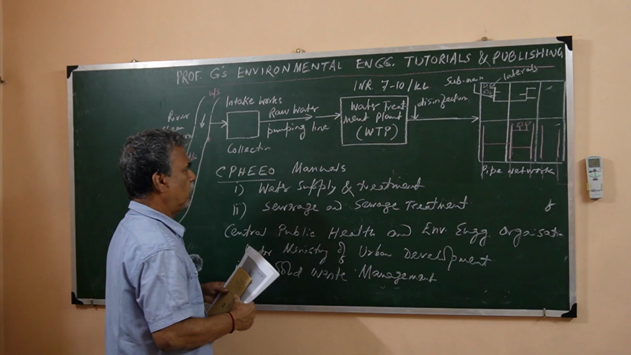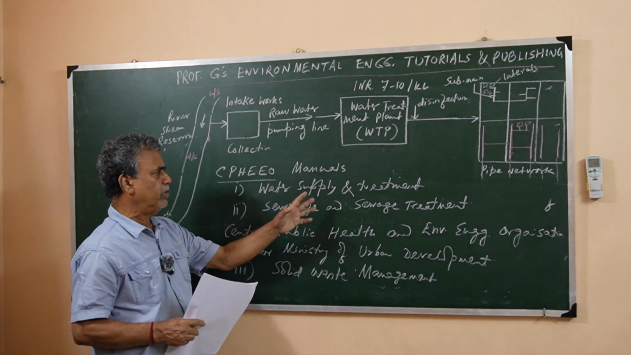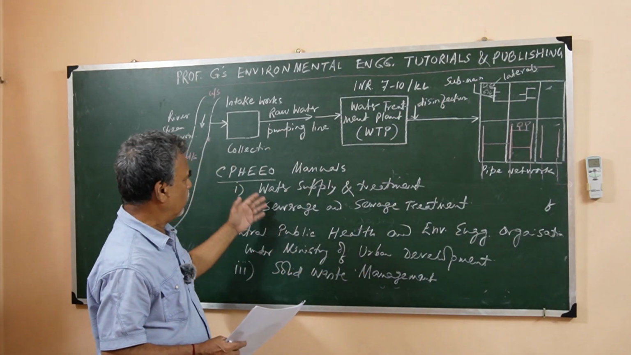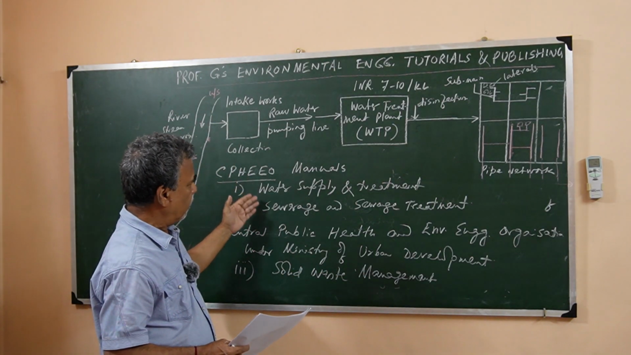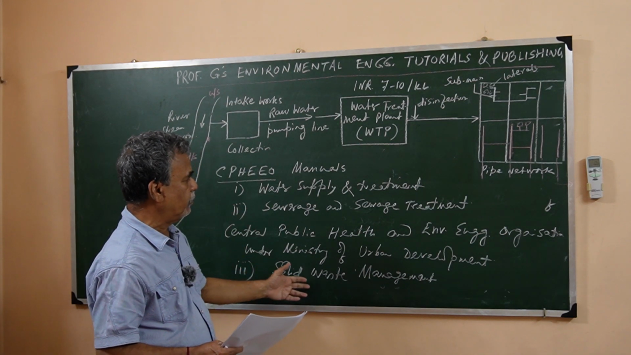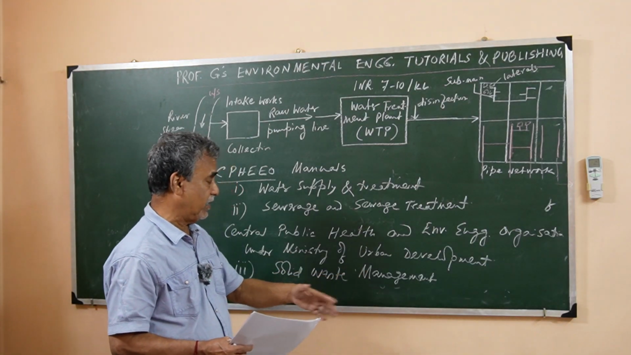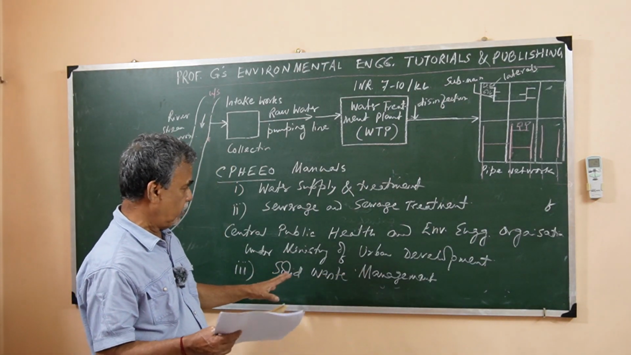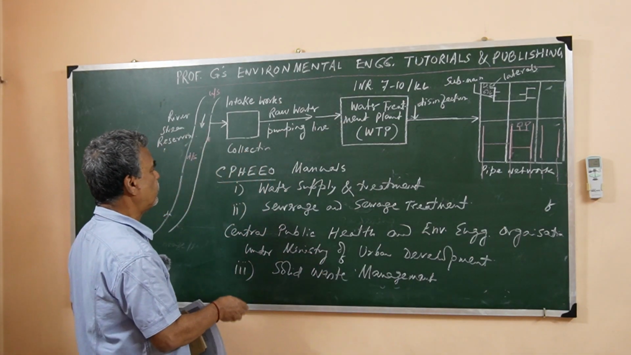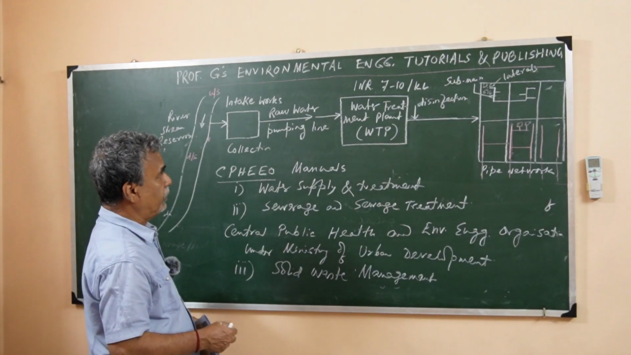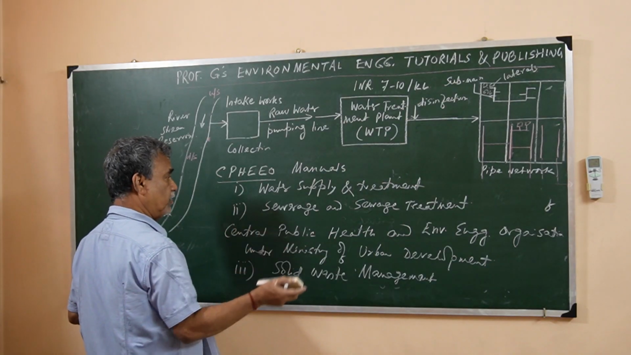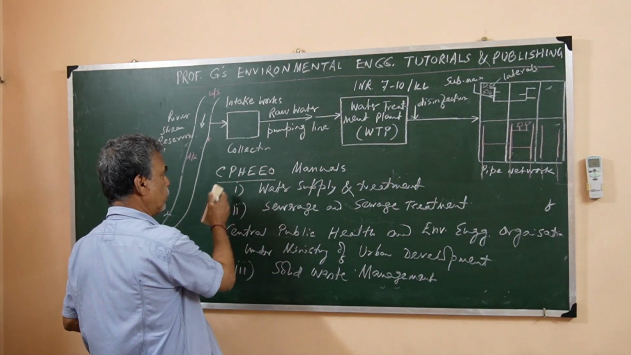See, the wordings may differ a little, because I don't remember exactly what title they have given, but water supply and treatment, sewerage and sewage treatment, and the third one is solid waste, maybe hazardous waste also they have added in the latest, I don't remember that one. So these three manuals are there, and similarly to the manual I have shown on water supply, the sewerage and sewage treatment manual you will also get.